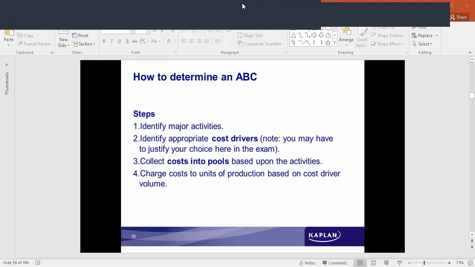So after the cost drivers are identified, all the overheads that are incurred with respect to that activity are pooled up in the activity cost pool. And finally, we charge cost to units of production based on cost driver volumes. So using these cost drivers, the total amount that was accumulated in the cost pools would be charged to the products. So these are the four steps under activity-based costing.